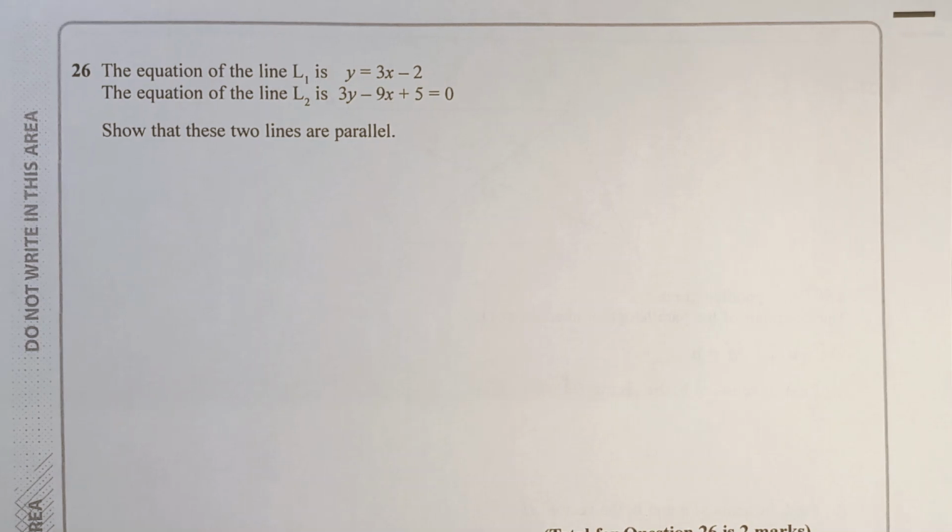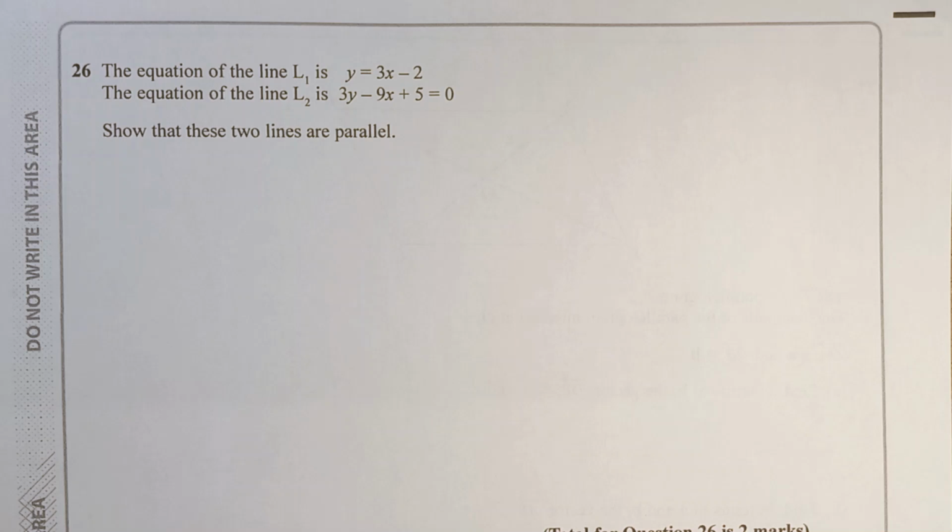Now we've got question 26. The equation of the line L1 is y equals 3x minus 2. The equation of the line L2 is 3y minus 9x plus 5 equals 0. Show that these two lines are parallel.